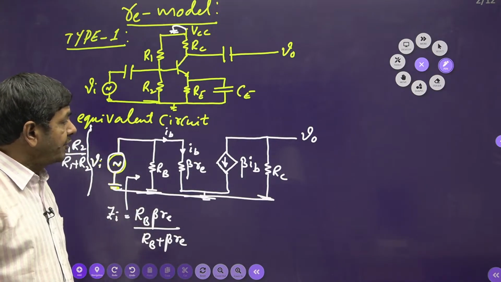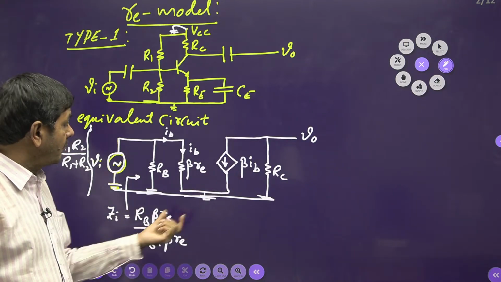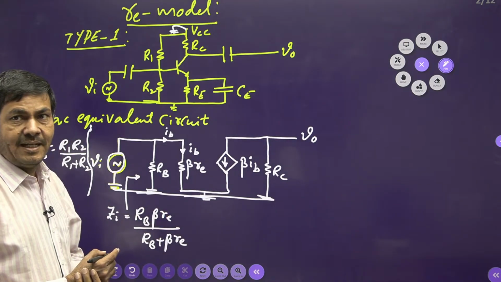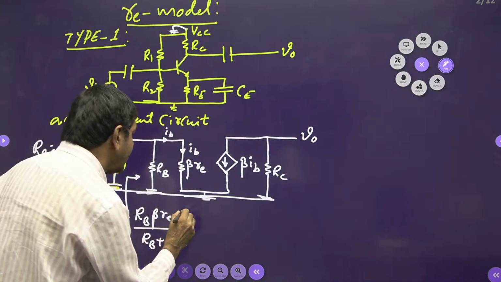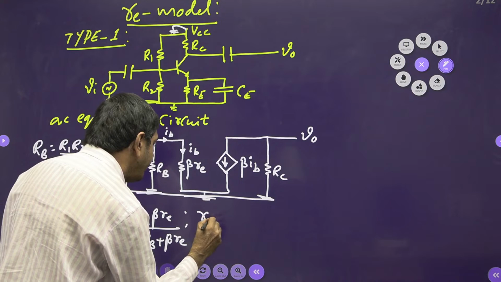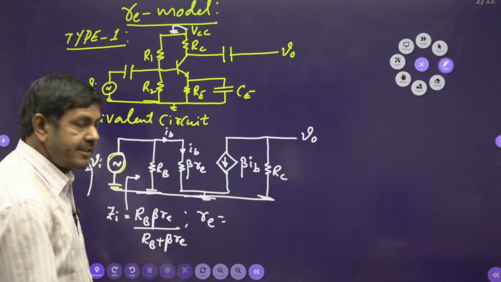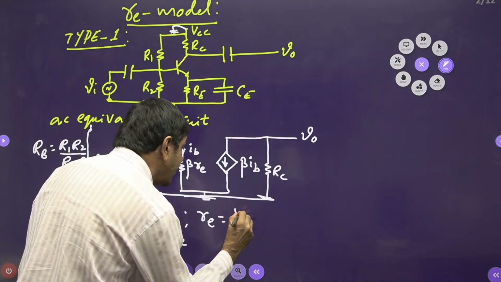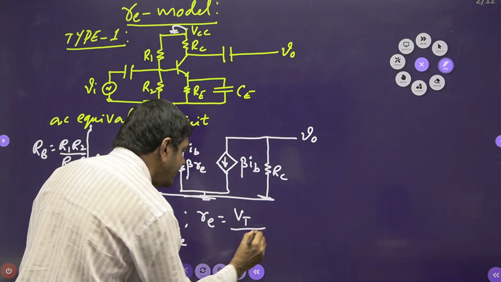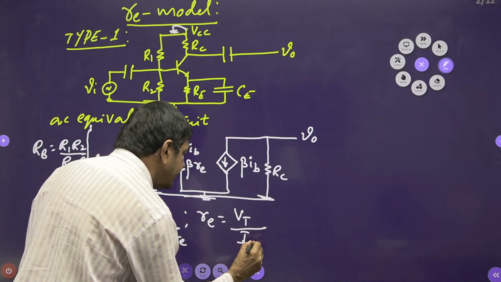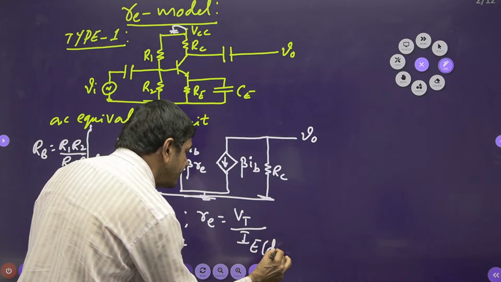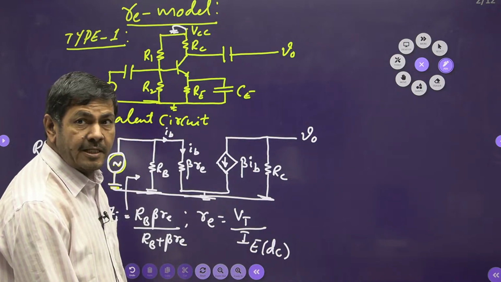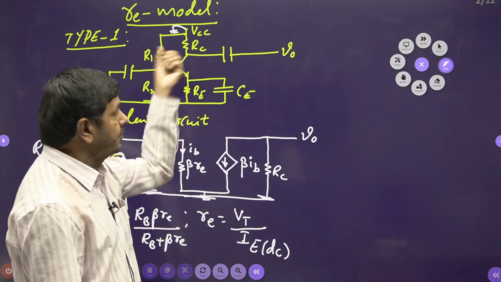And one more point you have to remember here: what about this RE? RE is nothing but the emitter resistance. On the emitter side we got the resistance. That RE is calculated as the thermal equivalent voltage divided by IE. IE is required under DC analysis only. You need to find the emitter current under DC analysis from the given circuit.